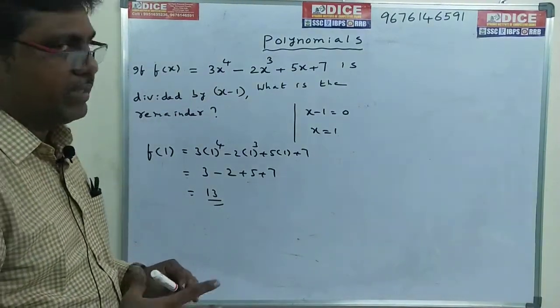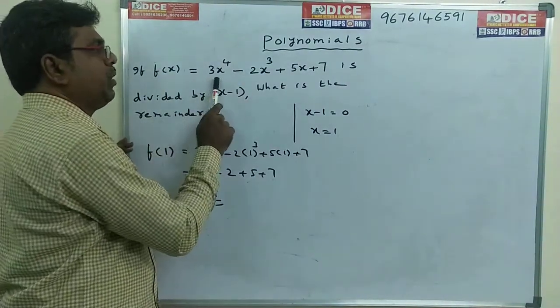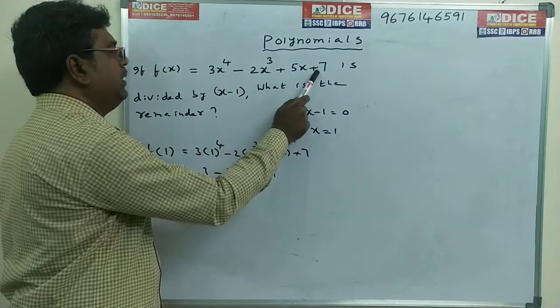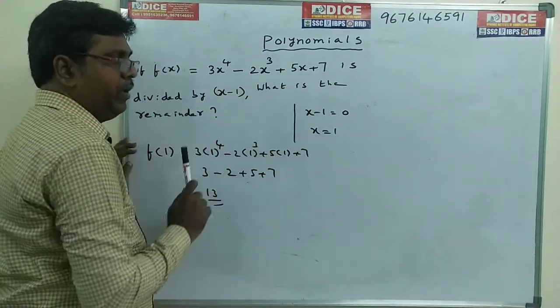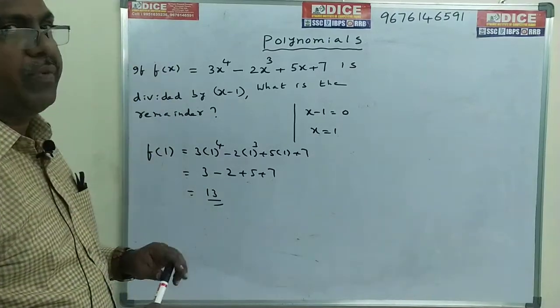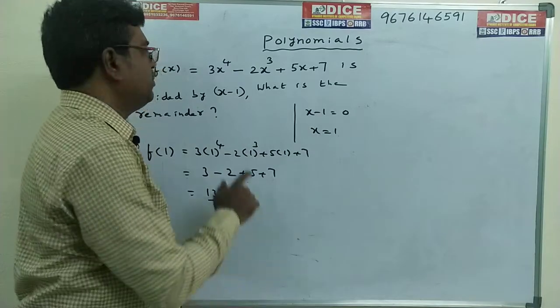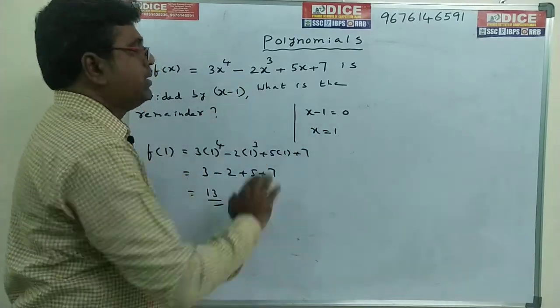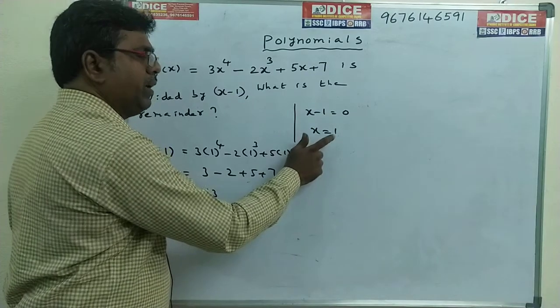The remainder is 13. Once again I will tell you. First of all, this is the problem. If f of x is equal to 3x to the power of 4 minus 2x cube plus 5x plus 7 is divided by x minus 1, what is the remainder? First of all, take x minus 1, let us assume x minus 1 is equal to 0. Send the 1 to that side, that is x is equal to 1.